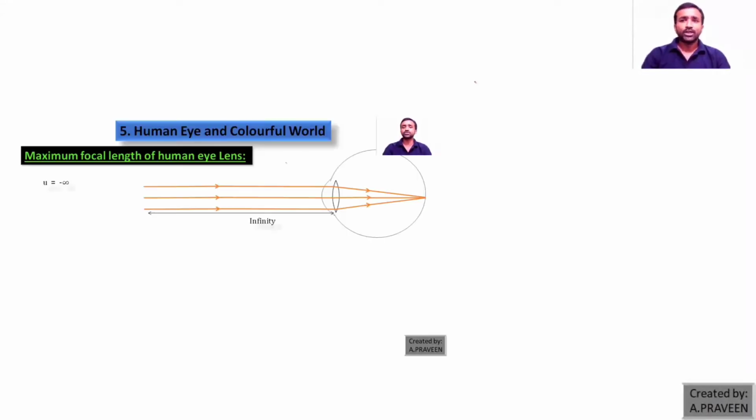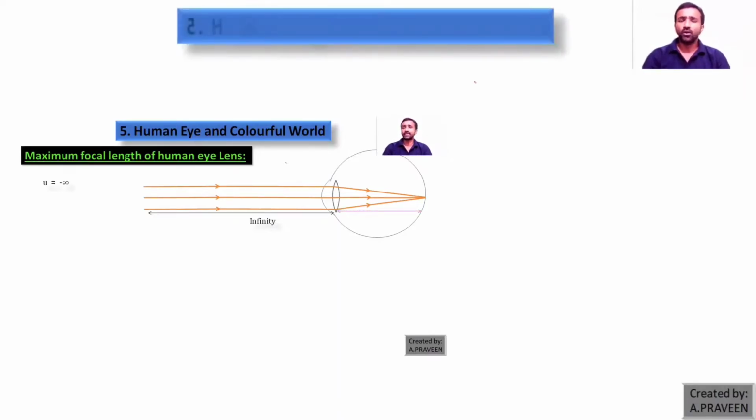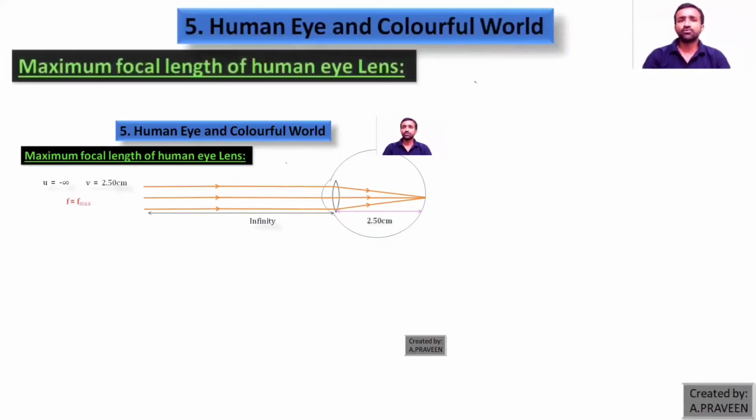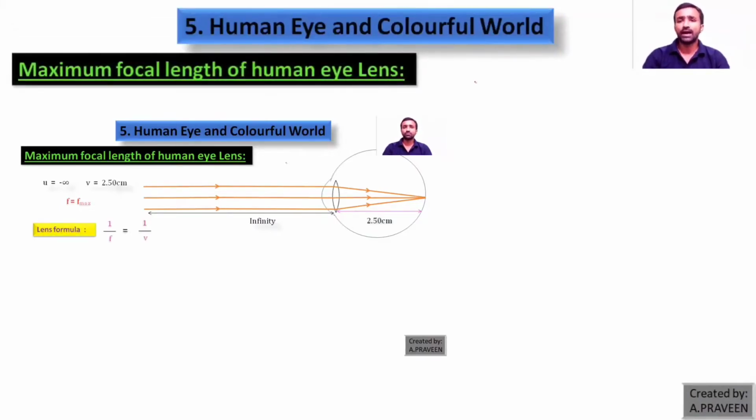Here, with you, a new topic that belongs to the human eye and the colorful world. In this topic, I will explain how to find the maximum focal length of the human eye lens. In the previous video, we discussed the minimum focal length of the eye lens, that is 2.27 centimeters. In this video, I'm going to explain the maximum focal length of the eye lens.